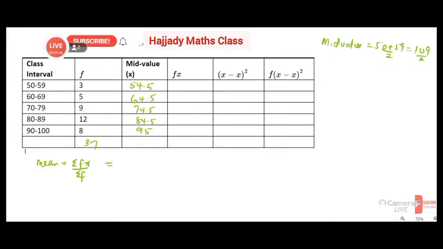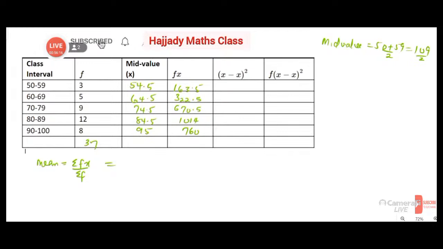Okay, so now we need our fx, that means frequency multiplied by x. Using your calculator, 3 times 54.5 is going to give us 163.5. And 5 multiplied by 64.5, here we're going to have 322.5. Here I'm going to have 670.5. Here I'm going to have 1014, and here lastly I'm going to have 760.